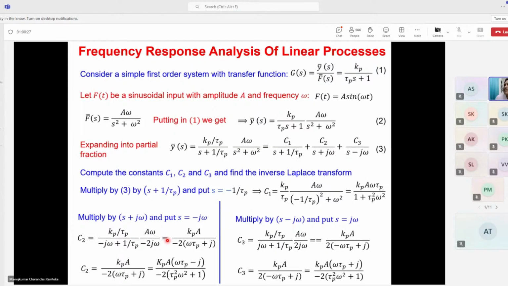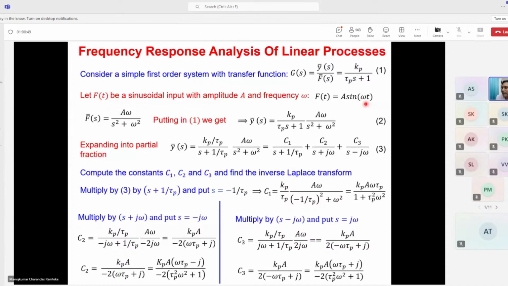Okay, let us start with a very simple system. Let us start with a first order system. So this is the typical transfer function of the process, which is Kp divided by tau p s plus 1, isn't it? And let's say that there is an input to this process. Let's say y(s) is the output and input here is f(s). Let's say f(s) is a sinusoidal input.